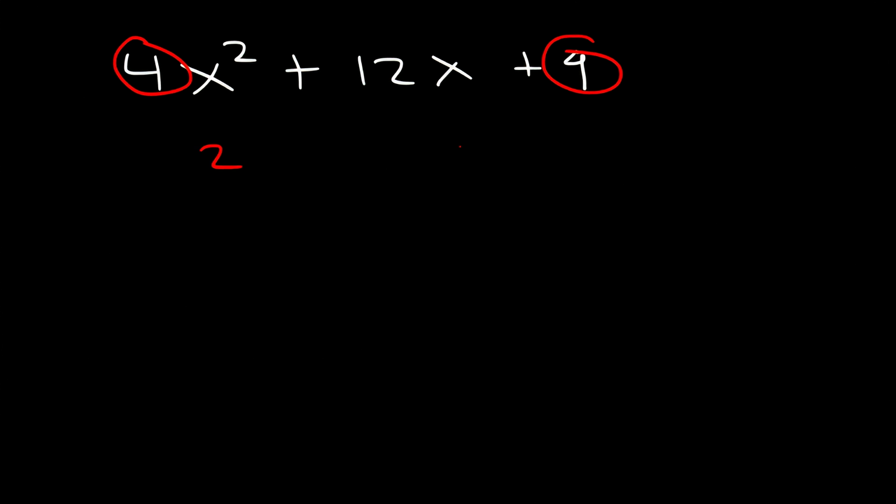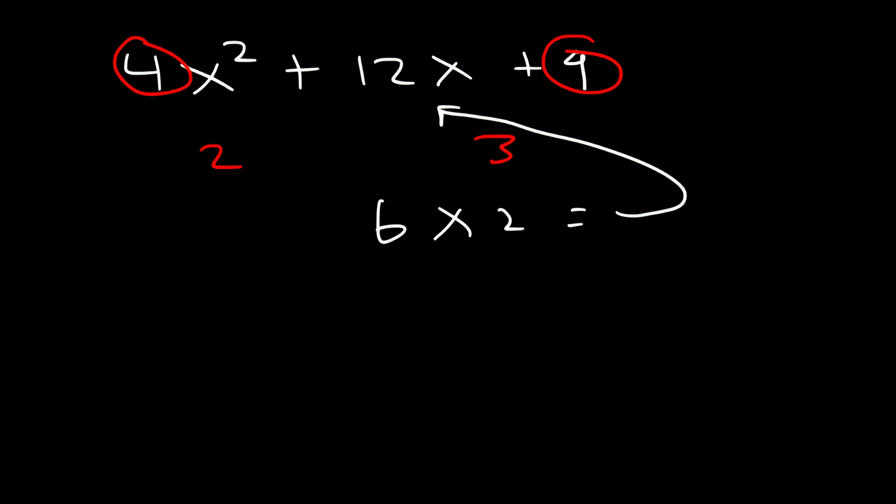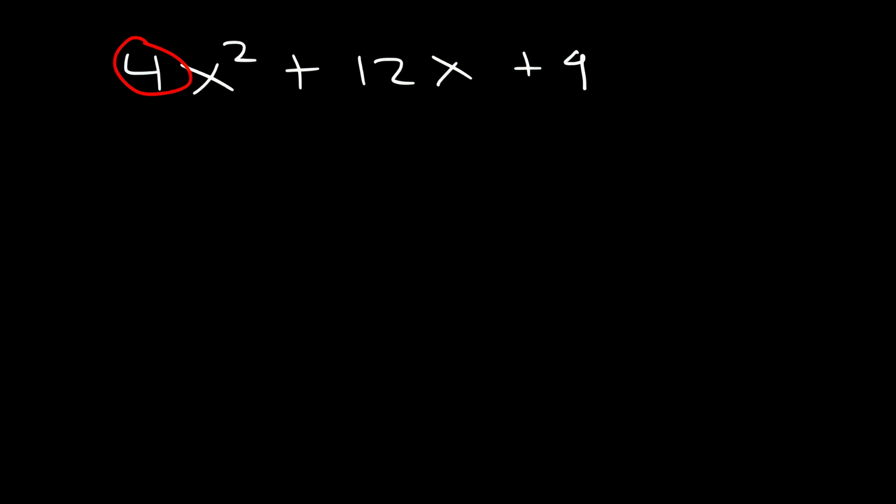Now what about this one? 4x squared plus 12x plus 9. The square root of 4 is 2. The square root of 9 is 3. 2 times 3 is 6. And if we double it, we do get 12. So that's a perfect square trinomial. So to factor it, the square root of 4x squared is 2x. The square root of 9 is 3. And then it's going to be 2x plus 3 squared.